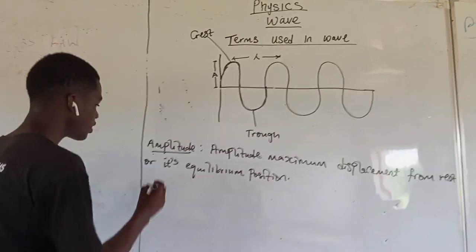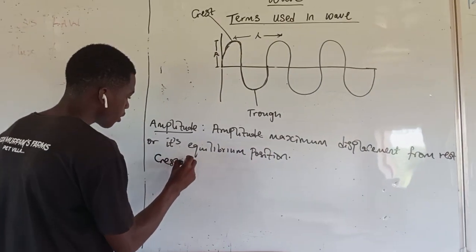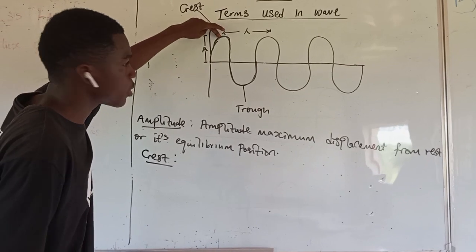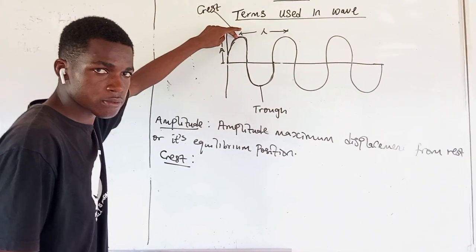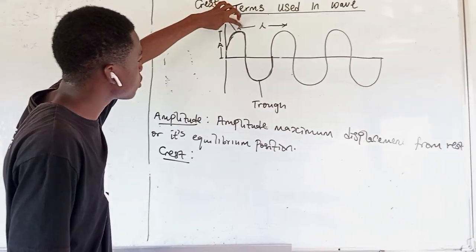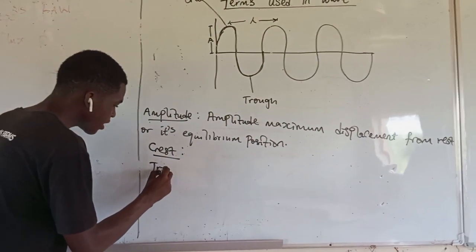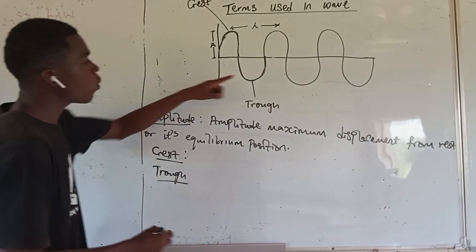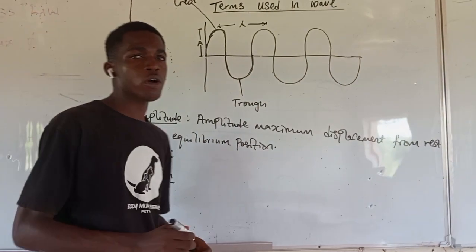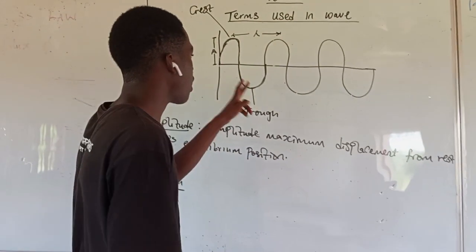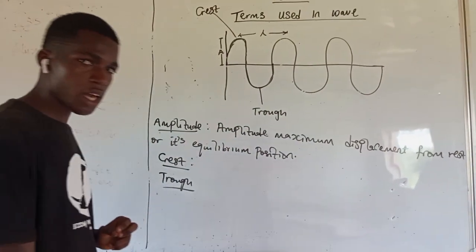The next thing we talk about is crest. You already know crest. Crest is the highest point of oscillation, while trough is defined as the lowest point of oscillation. Are we getting it now? So these are crest. These are trough.